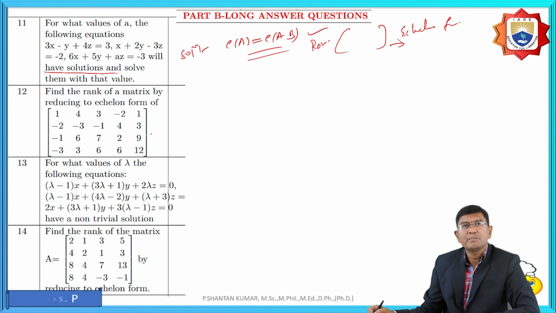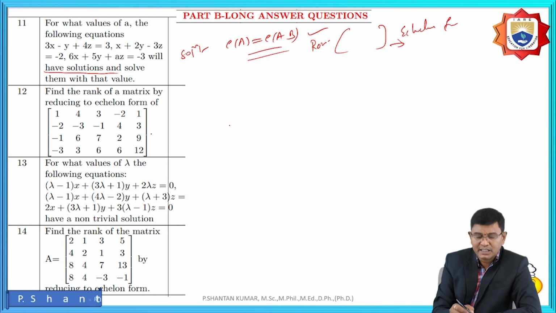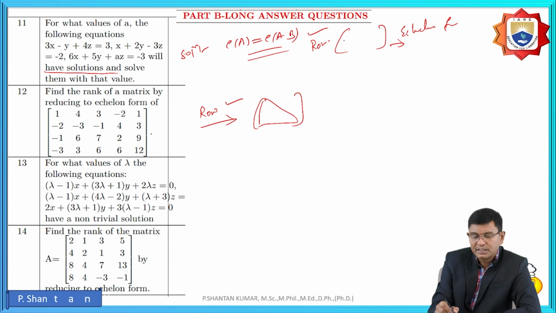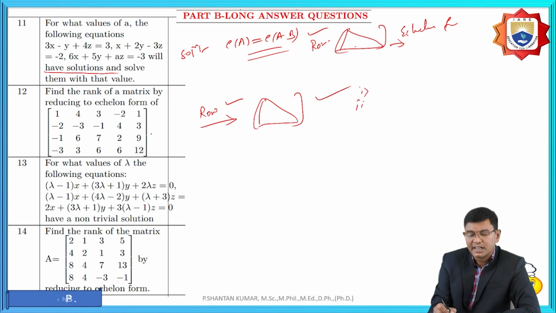Next, find the rank of a matrix by reducing to echelon form. Echelon form is nothing but row operations. We need to reduce to an upper triangular matrix, then find the solutions. It is the first condition, second condition and also the third condition.